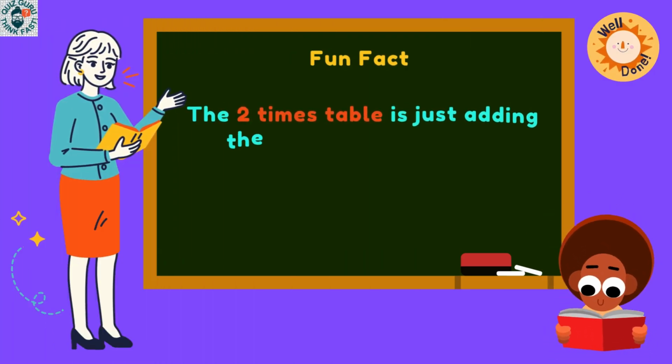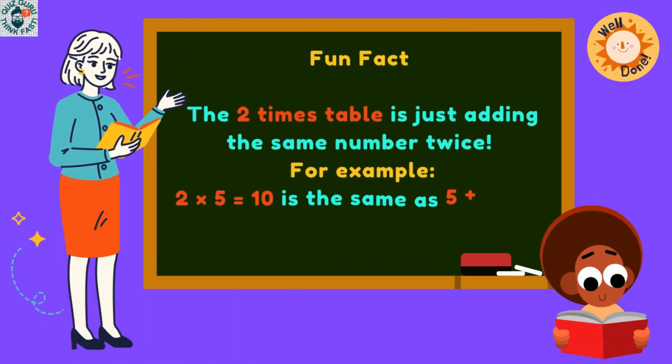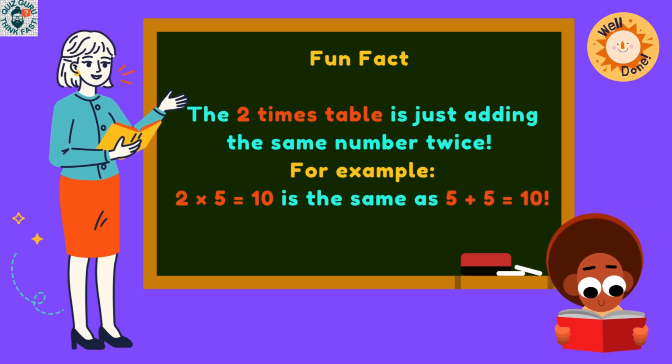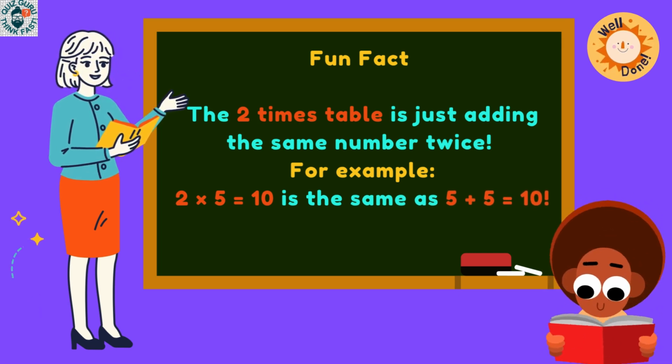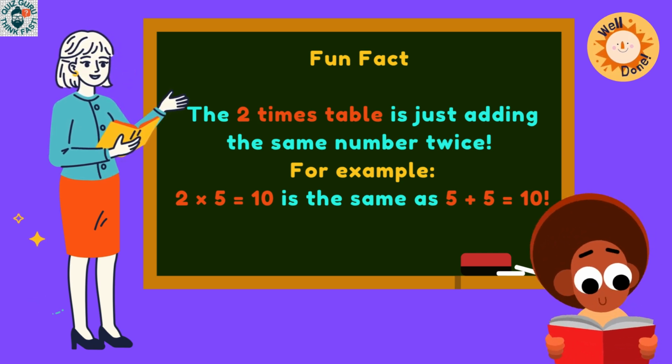Fun fact: the 2 times table is just adding the same number twice. For example, 2 times 5 equals 10 is the same as 5 plus 5 equals 10. Now, let's revise the 2 times table.